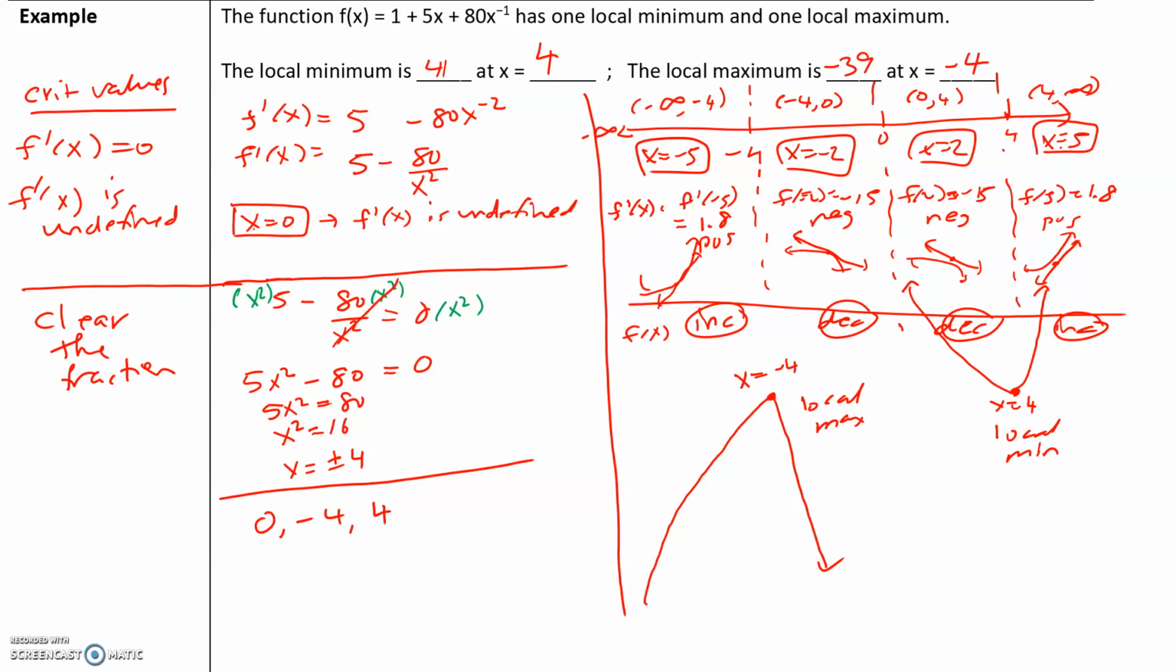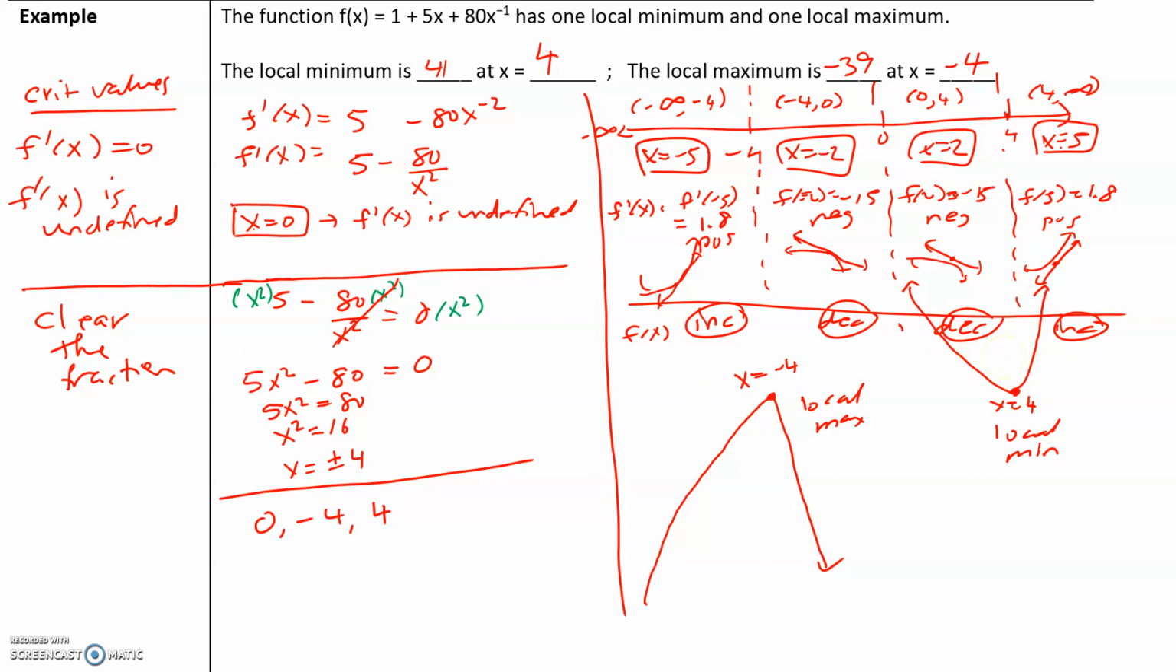Now, it might be kind of weird to see that the local maximum is actually less than the local minimum, but remember, our local maximum and minimum are turning points. So this means that only within this interval, this is the highest point, and within this interval, this is the lowest point. That's all this is saying.